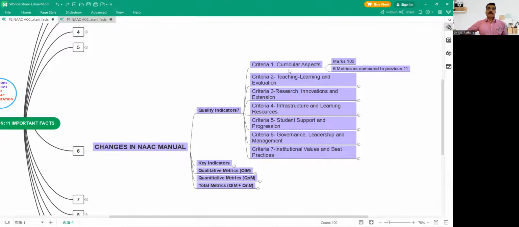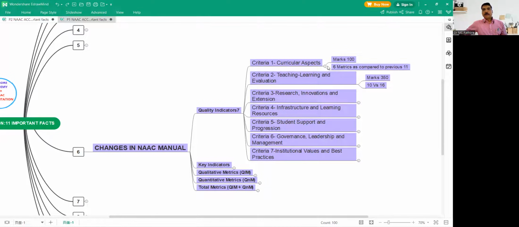In curricular aspects, the 7 criteria have remained the same, and the marks have changed a little bit. This is particularly important for the affiliated institutes. The total marks allotted for criteria 1 is 100, and previously there were 11 metrics, and right now only 6 metrics are there. So it has become quite easy.